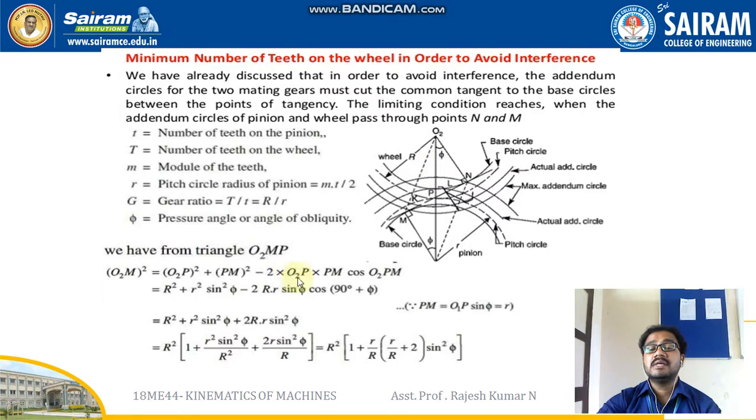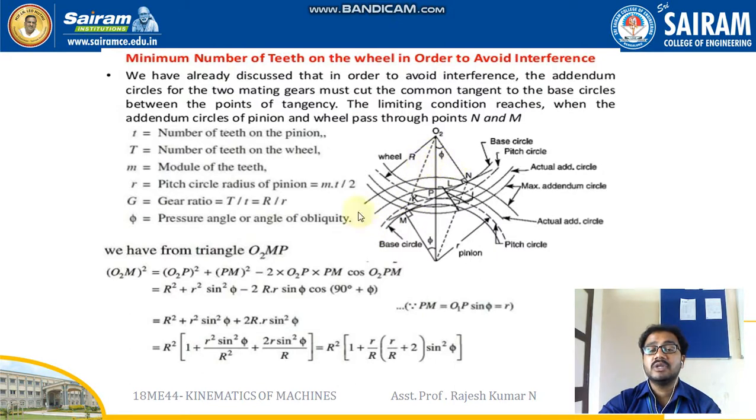First let me consider the triangle O2MP. You can see this is the O2 point. Here I am talking about the wheel, or gear. O2MP, I am talking about this triangle only. Let me consider this triangle O2MP. Applying the formula for O2M square, we will get O2P whole square plus PM whole square, the normal Pythagoras theorem concept.